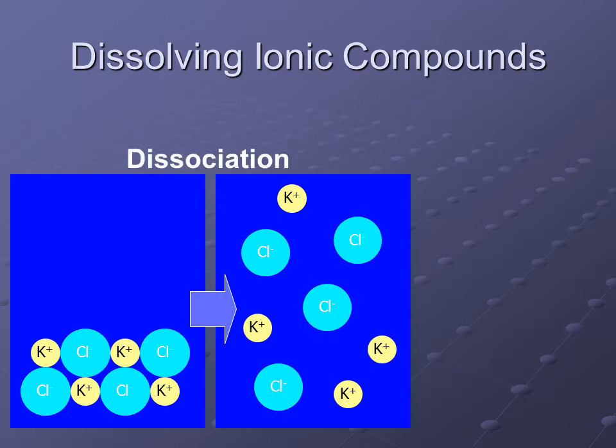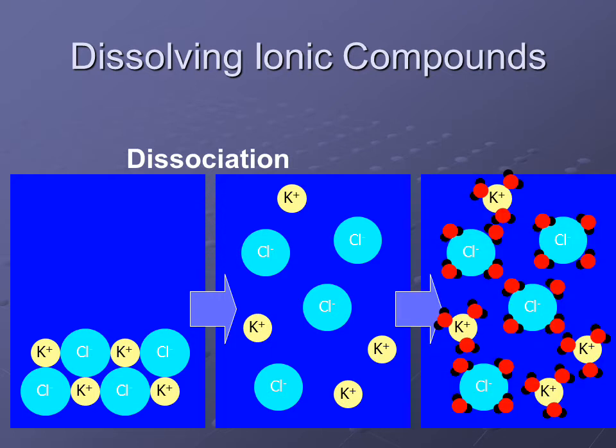That part is called dissociation. So from crystal to randomly arranged ions, dissociation. Next, the water molecules cluster around the ions. That portion is called hydration.